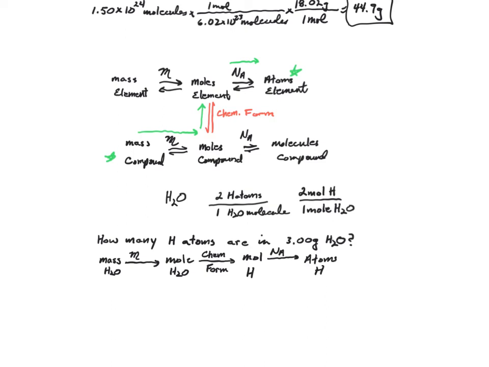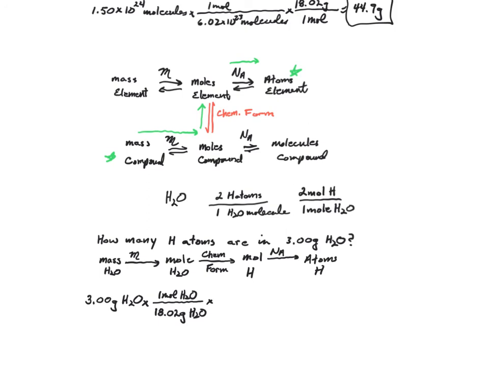Okay, so let's set this up. We have 3 grams of water. And in this calculation, I'm going to be careful about keeping water and H in the units because sometimes things can get a little bit cross-wired here. So we have 3 grams of water. We know that the molar mass of water is 18.02, so there are 18.02 grams of water for every 1 mole of water.